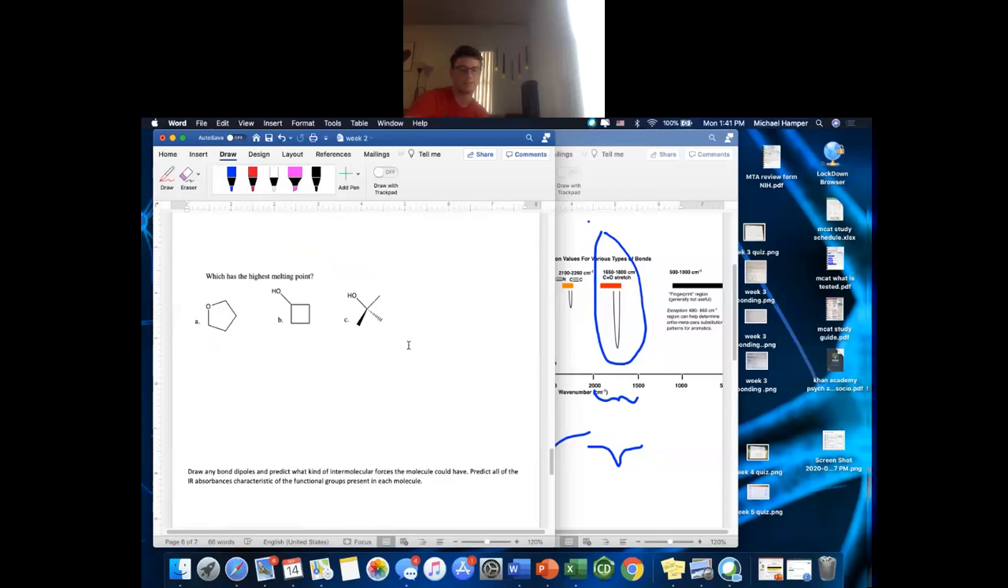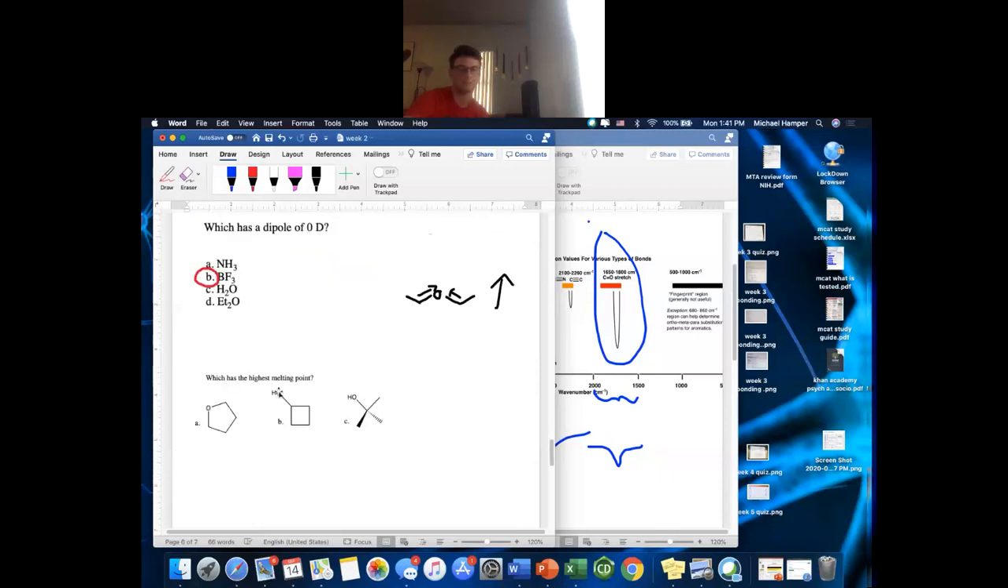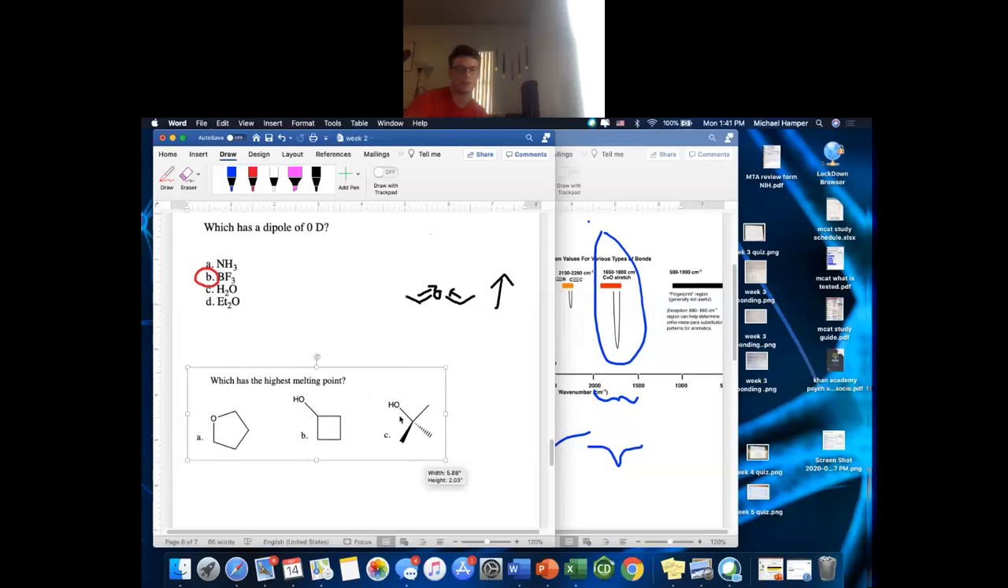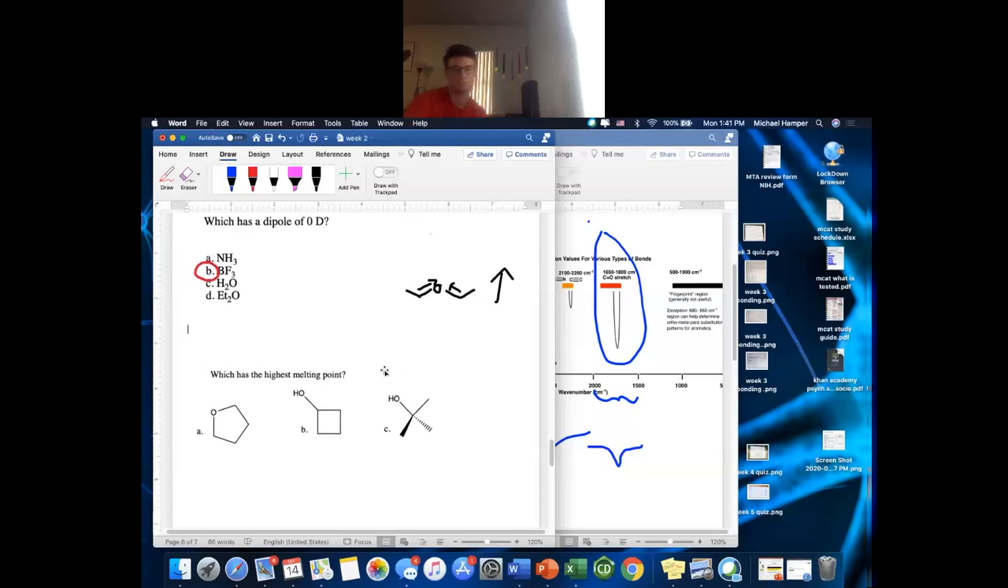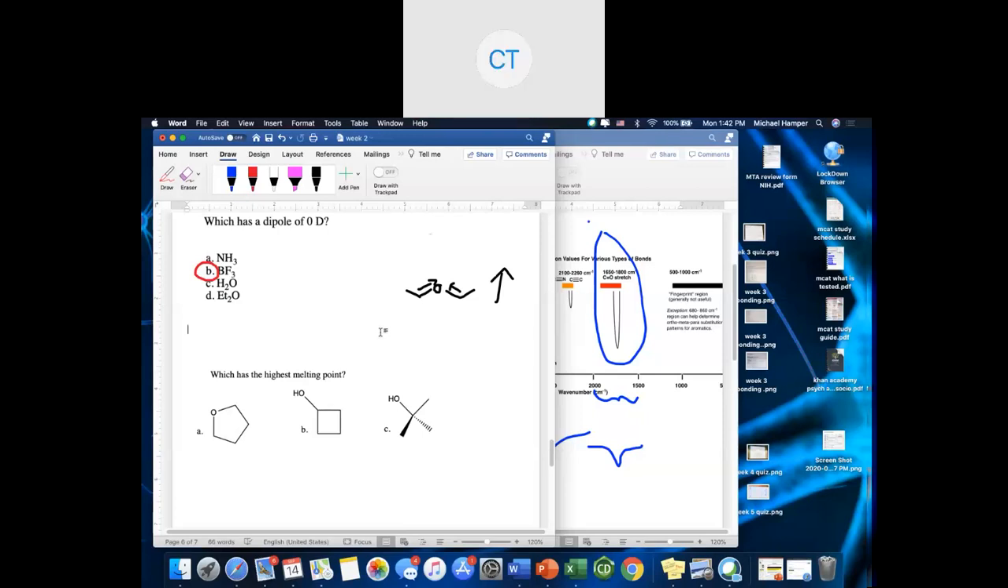Somebody mentioned melting point. Can somebody tell me which one of these has the highest melting point? B. Does anybody disagree? Agree? All right, so people are confused. The answer would be C.